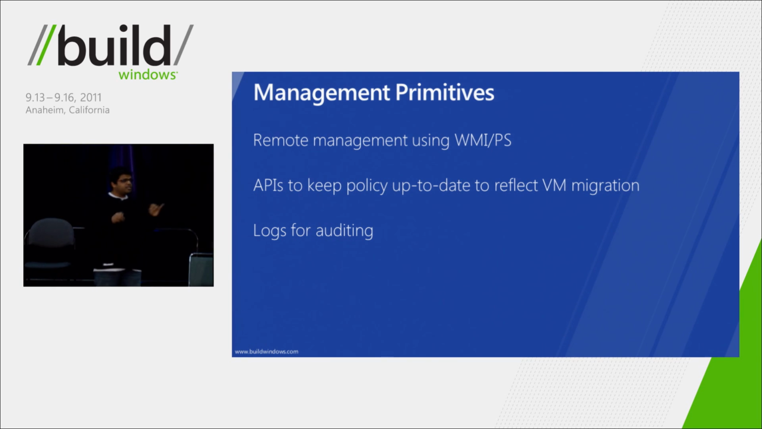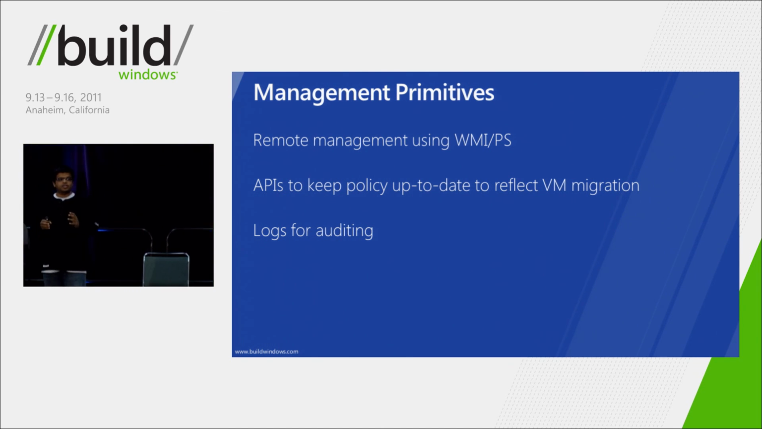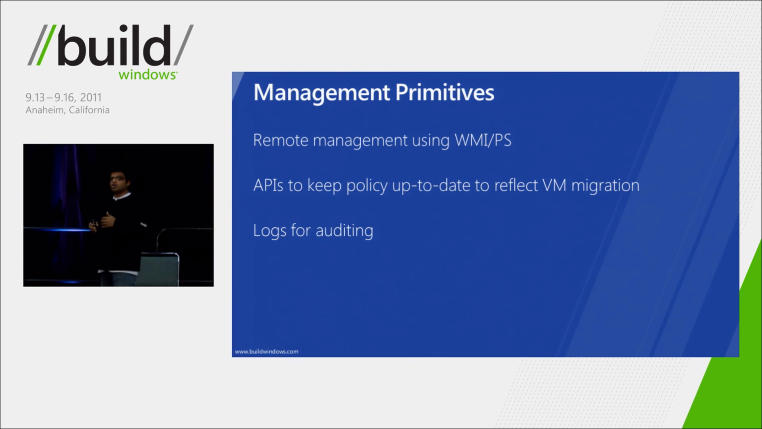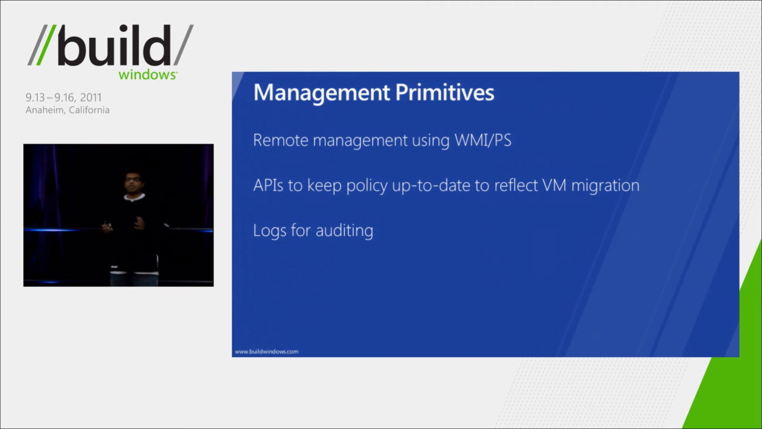First of all, everything that we talked about today is remotely manageable through WMI and PowerShell. And we provide a whole bunch of public APIs that you can use to configure and query policy. You can understand packet drops that happen because of ACLs. We also provide a notification channel through which you could dynamically update policy whenever workloads migrate. And we provide a whole bunch of logs for diagnostics and auditing.